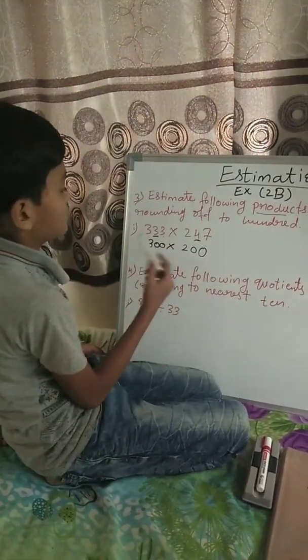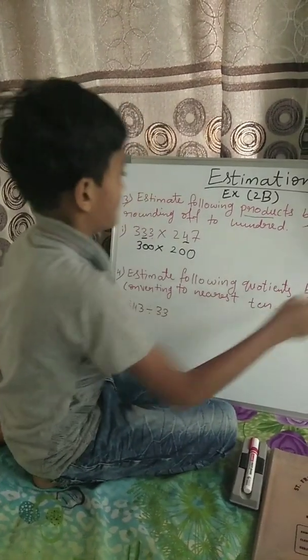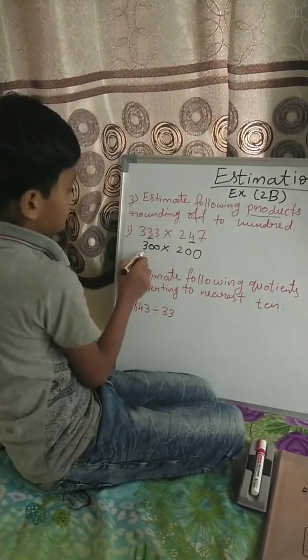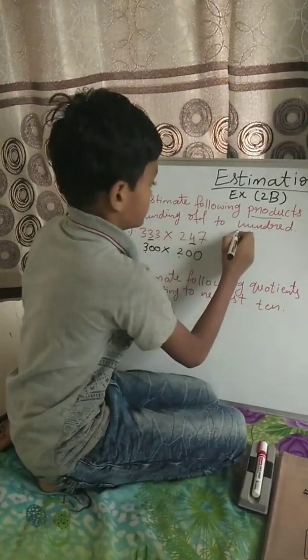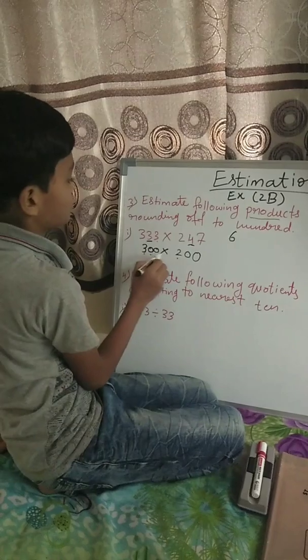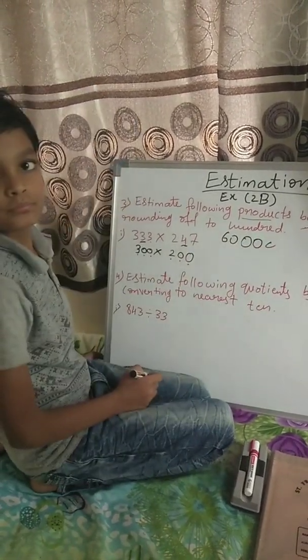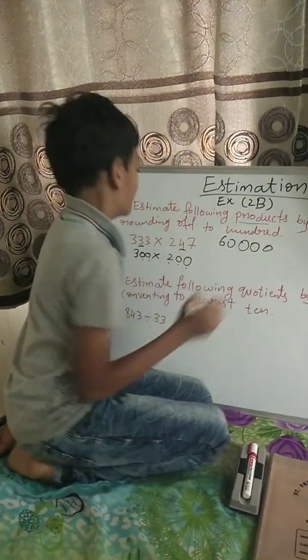So when we multiply these both, no need of multiplying by this. I will tell you a single easy method. First 3 into 2 is equal to 6. And then how many zeros? 1, 2, 3, 4. Okay.